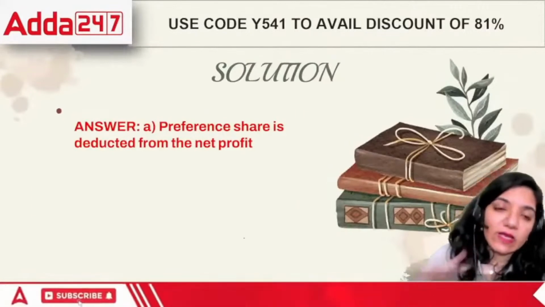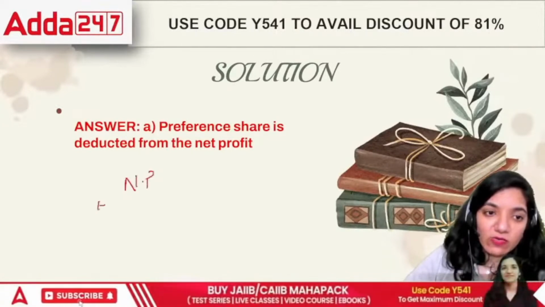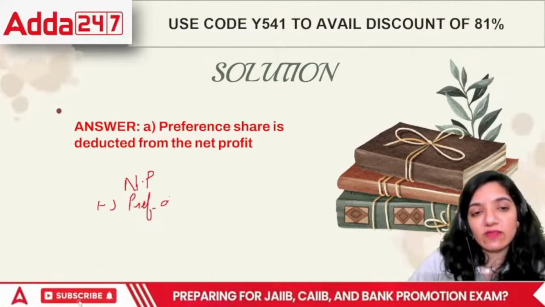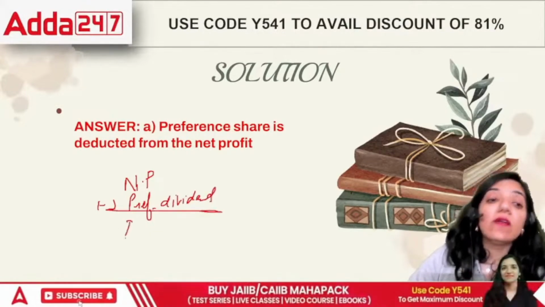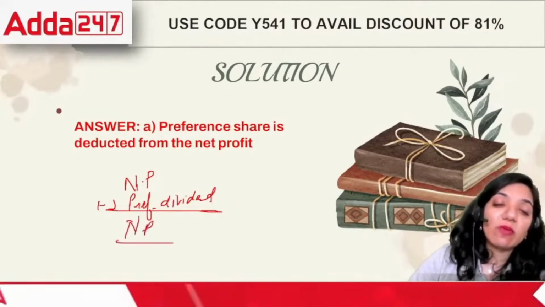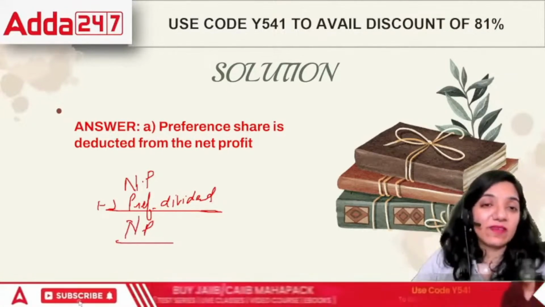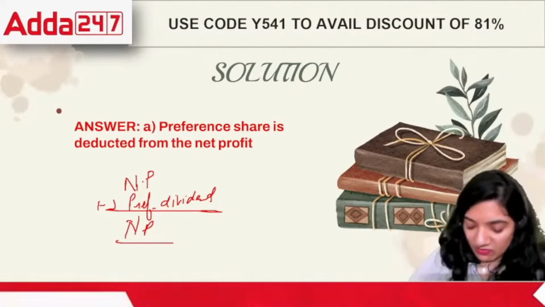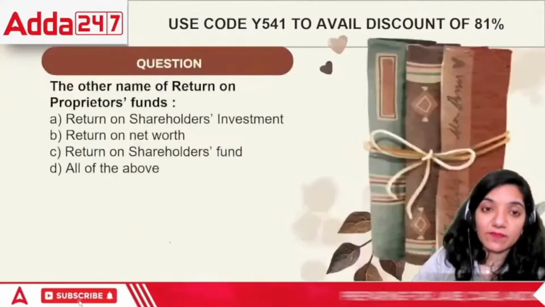Preference share is deducted from the NP. First of all, whatever the profit is, the net profit, the preference dividend would be reduced from the net profit, and whatever we are left with is the amount available for equity shareholders. From this amount they will retain some money, and the remaining would be used for the dividend given to them, because everybody wants a reward for their business. That is what will happen in this case.